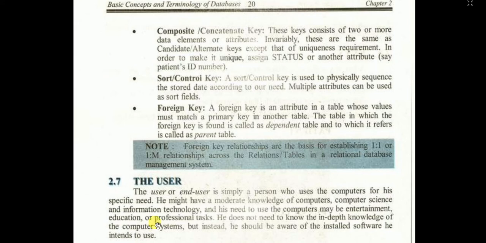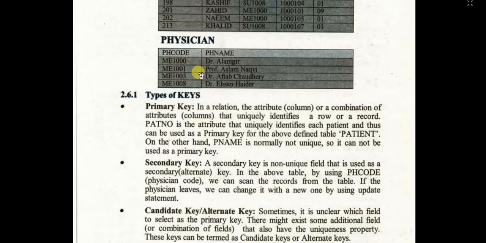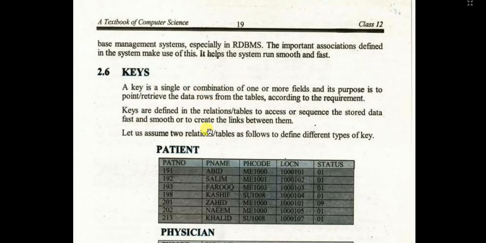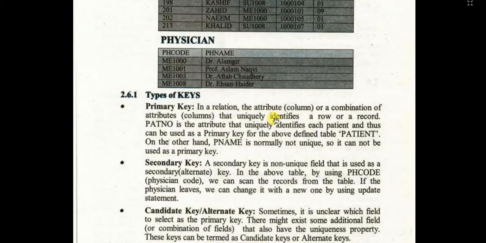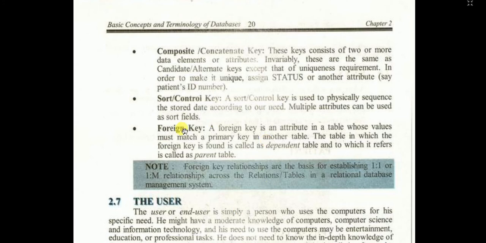Okay, now we are going to discuss a very important type of key, that is the foreign key. You remember in the definition we just discussed that a key can also be used to create links between different tables. And how it is used to create links between the tables, I'm now going to tell you with this foreign key. What is a foreign key? A foreign key is an attribute in a table whose value must match a primary key in another table. The table in which the foreign key is found is the dependent table, and the table to which it refers is called the parent table. Now what does that exactly mean?